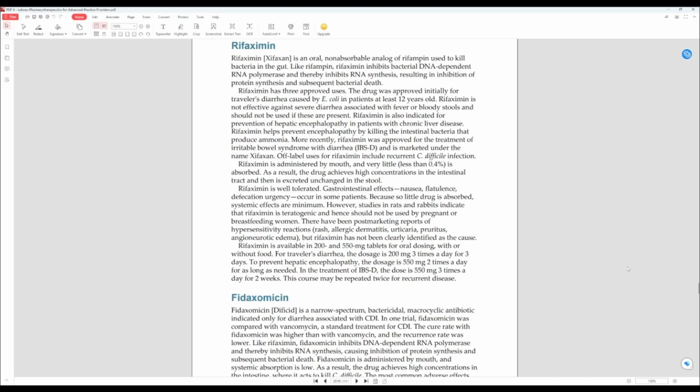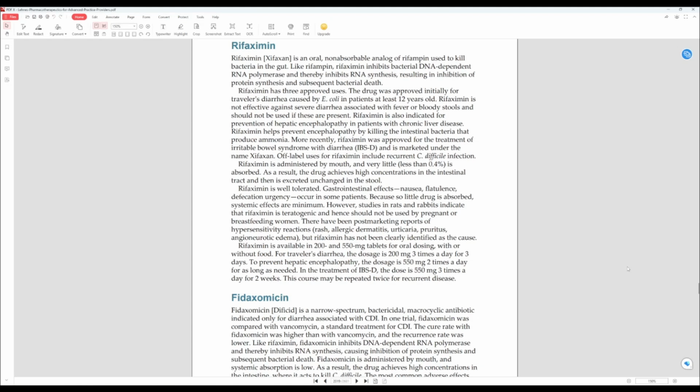Rifaximin helps prevent encephalopathy by killing the intestinal bacteria that produce ammonia. More recently, rifaximin was approved for the treatment of irritable bowel syndrome with diarrhea and is marketed under the name Xifaxan. Off-label use of rifaximin includes recurrent C. diff infections.